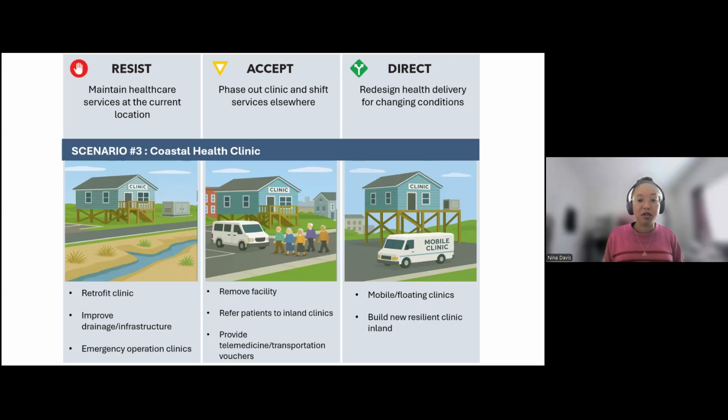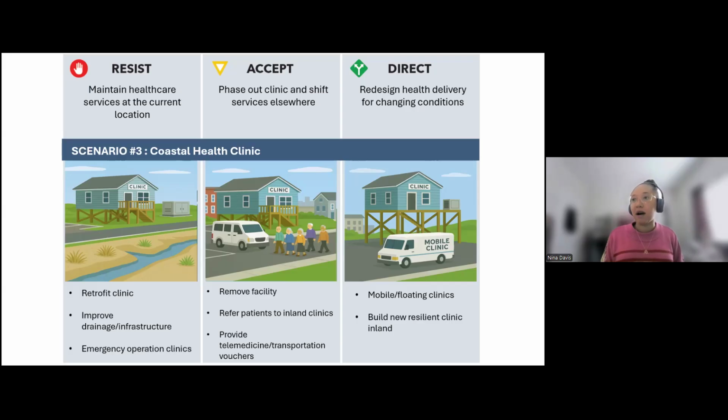Another action could be building a new storm resilient clinic inland and providing telemedicine and transportation vouchers again. So you'll see that that kind of was in more than one section. It was in accepting and directing. Pros are that it's innovative, it's flexible, and it could build long-term resilience. However, this requires a major investment. It's costly and requires major planning and coordination.